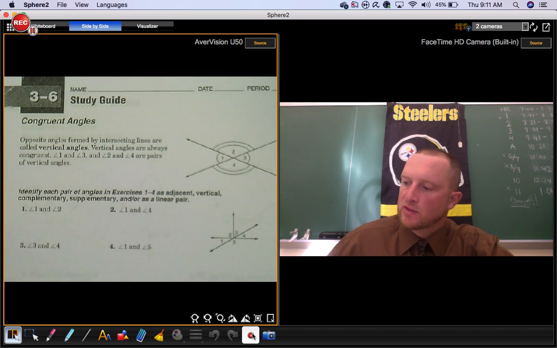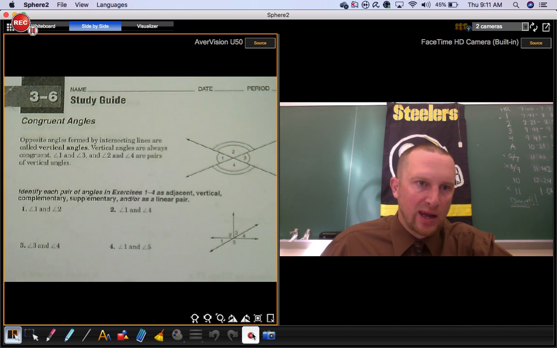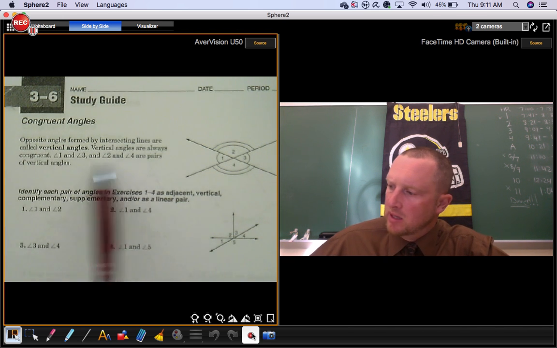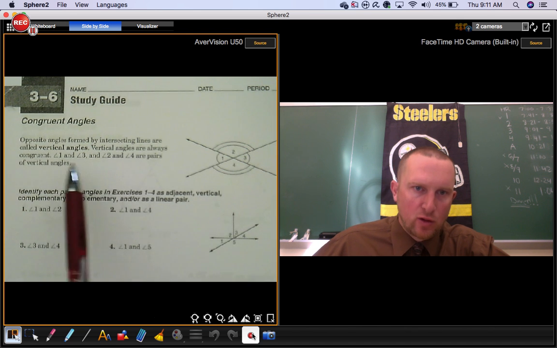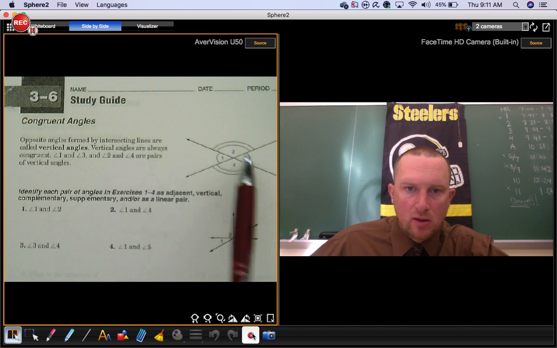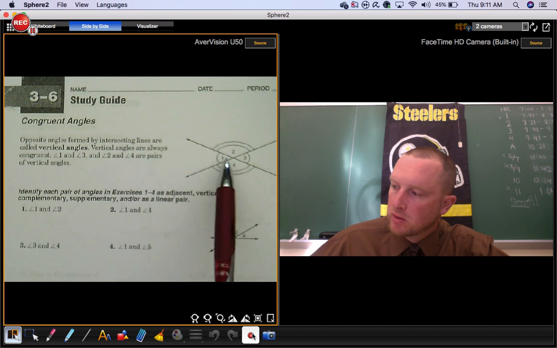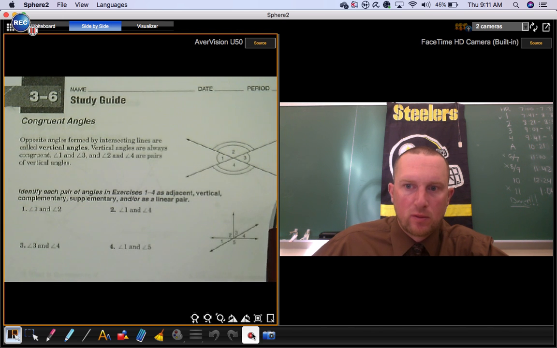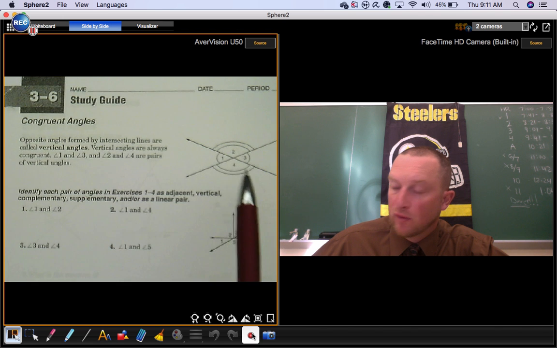This is the study guide for section 3.6. It's on congruent angles. They tell you some information up here about vertical angles. Vertical angles are two angles that are non-adjacent that are made with two lines. So angle 1 and angle 3 are vertical angles. Also, angle 2 and angle 4 are vertical angles.